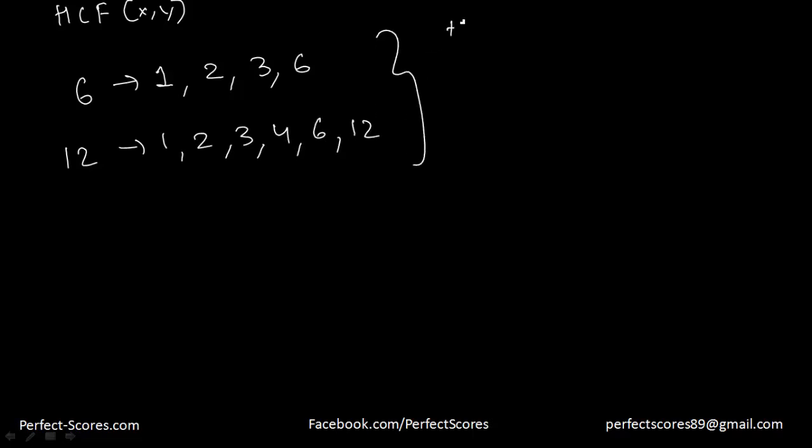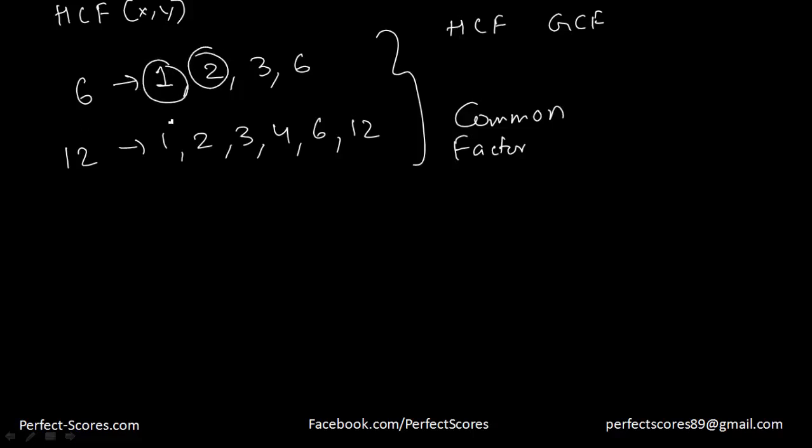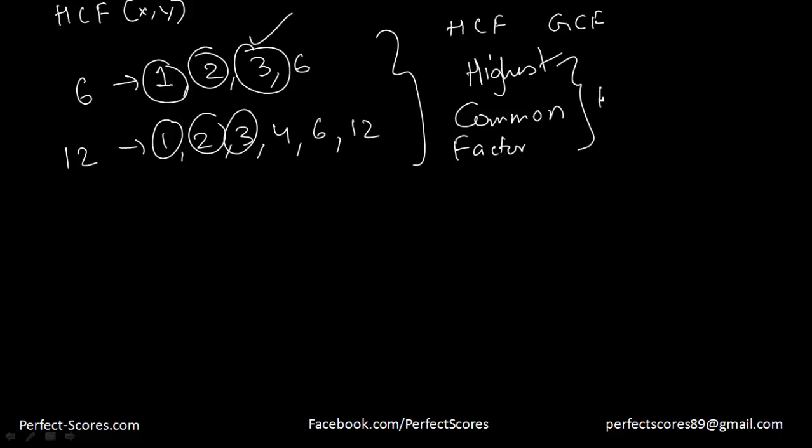Now what do you mean by the highest common factor or greatest common factor? It's the factor which is common to both of them. So what are the factors common to both of them? 1, 2, 3, and 6. And 6 is the highest, which means 6 is the highest common factor of 6 and 12. So this is one way of finding it out.